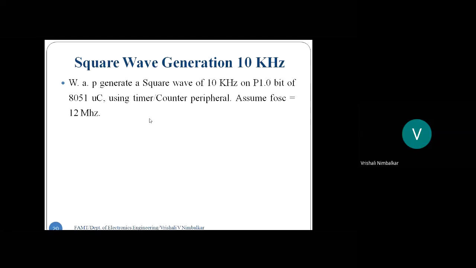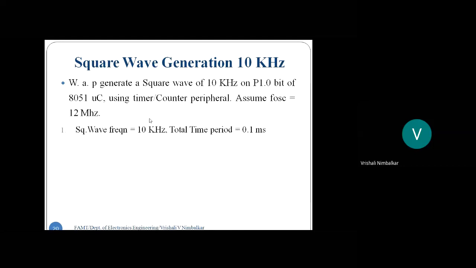Now see, when I say it is a square wave of 10 kilohertz, what is its time period, right? The time period is 1 upon frequency, so 0.1 milliseconds. So what is the total time period? If the frequency is 10 kilohertz, the time period of one square wave is 0.1 milliseconds, right?